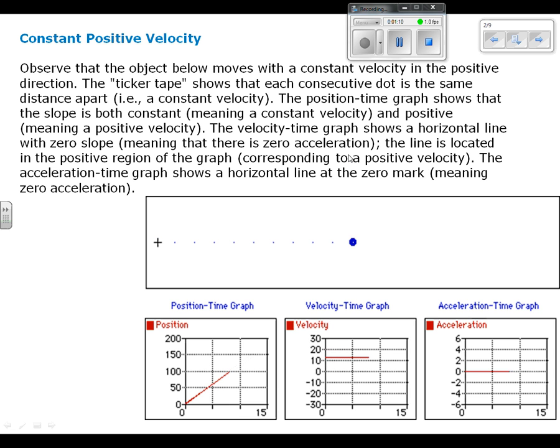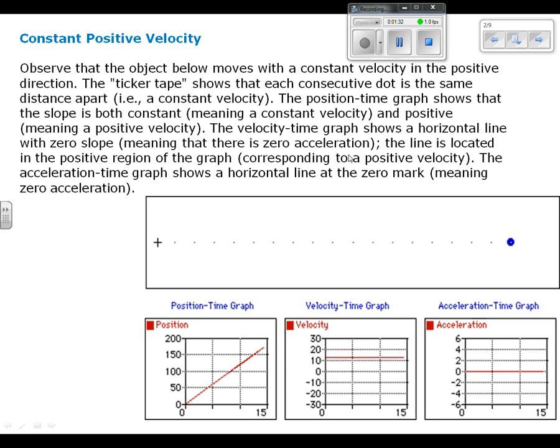And you should draw the velocity. Now, because the slope here stays the same the whole time, what's the velocity graph look like? Not just straight, but flat. Not just straight, but flat. And the corresponding acceleration time graph.